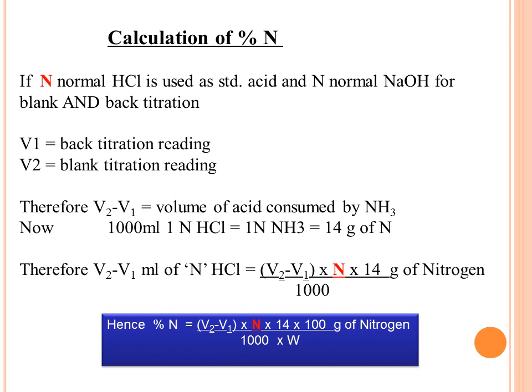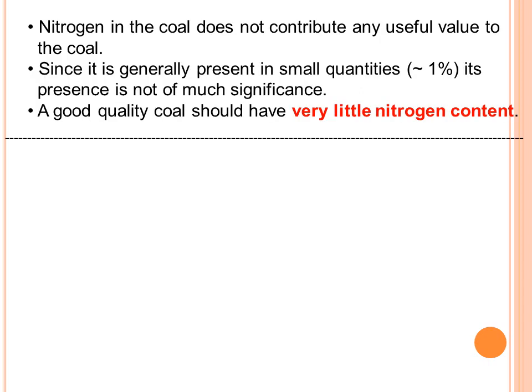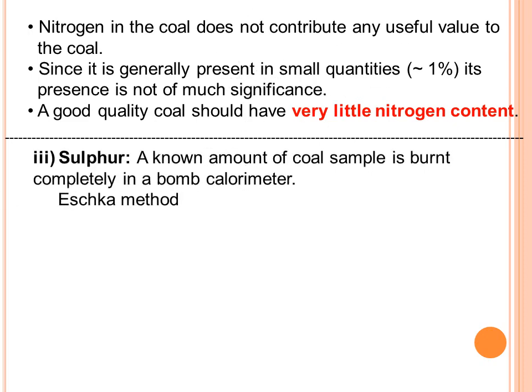One more simple form is there. If we cancel the 100 and 1000, the formula becomes percentage of nitrogen equals V2 minus V1 into normality of HCl into 1.4 divided by the weight of coal. Nitrogen in coal does not have any calorific value, so good quality coal should have very little nitrogen. Now the next estimation is the estimation of sulfur.